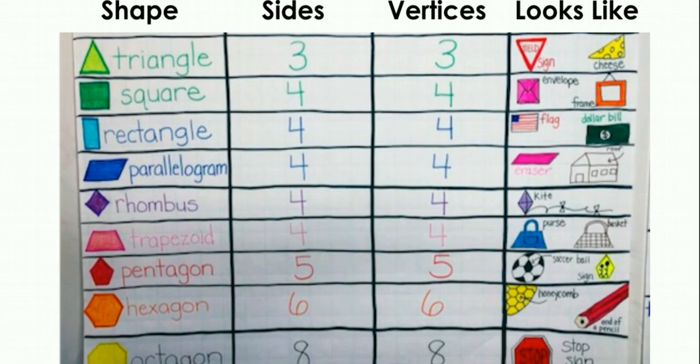I want you to take a quick second to notice something about this chart. What do you see when it comes to the sides and the vertices? What familiar kind of pattern are we seeing there?